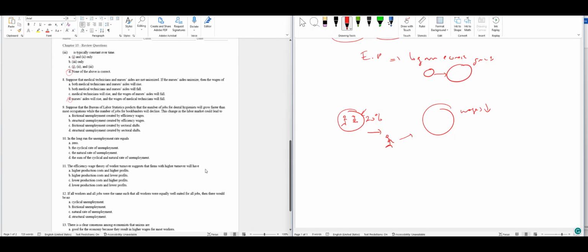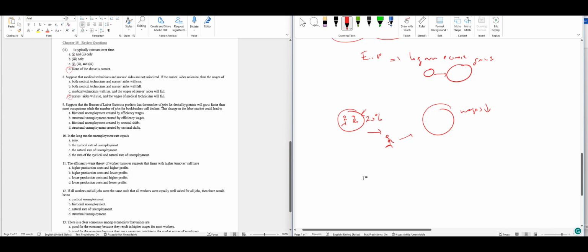Question number 9. Suppose the Bureau of Labor Statistics predicts that the number of jobs for dental hygienists will grow faster than most occupations, while the number of jobs for bookbinders will decline. So this is an example of a sectoral shift. One sector loses jobs, but the other gains. Therefore, this is an example of frictional unemployment created by sectoral shifts.